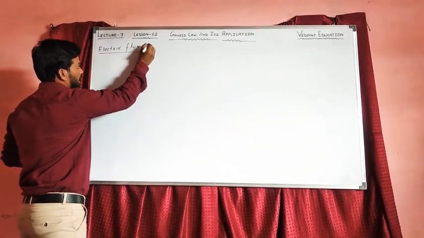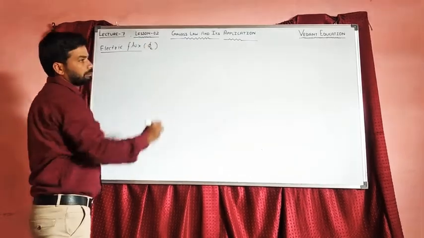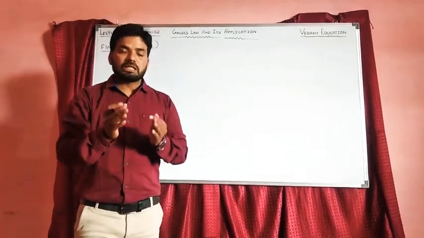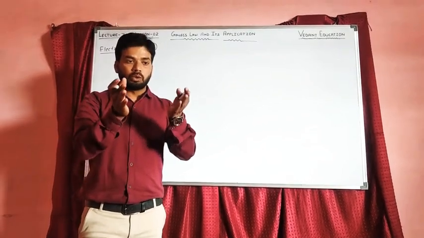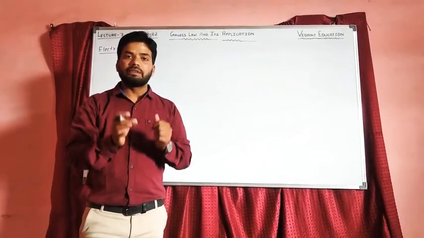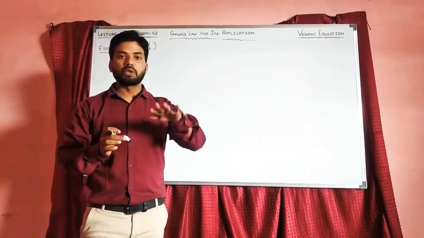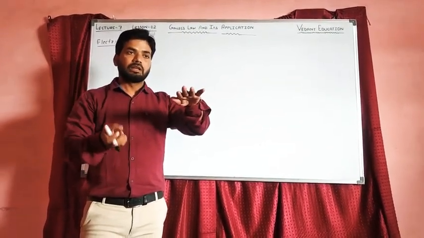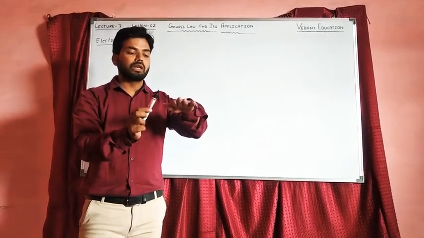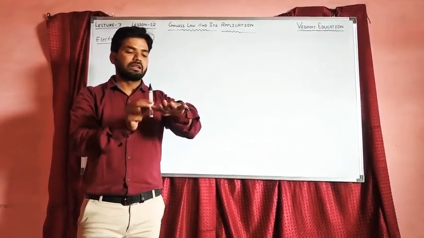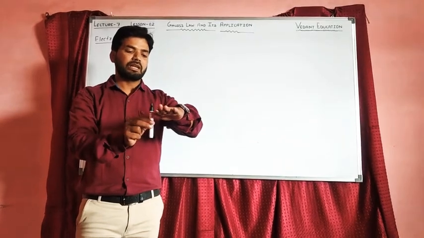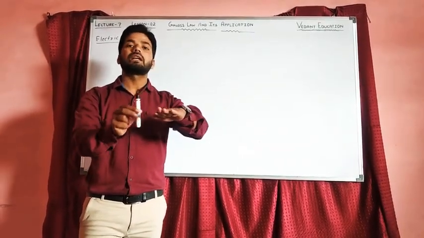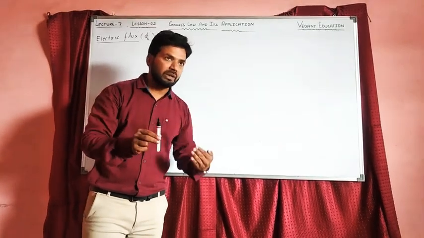It is denoted by phi E. Electric flux is the total number of electric field lines passing through a surface placed in an electric field. Electric flux is the total number of electric field lines which pass through a surface normally, or perpendicularly, placed in the electric field.